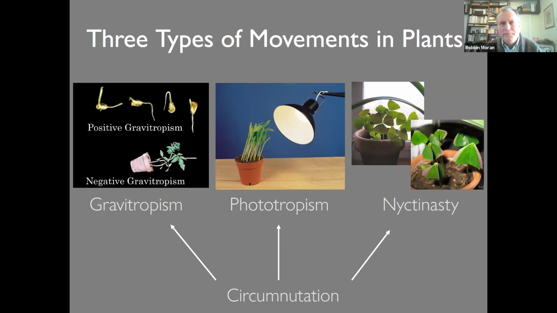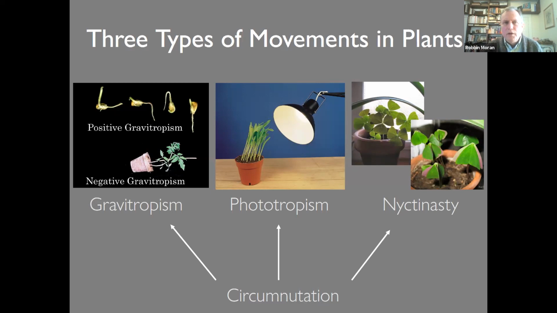And then nyctinasty, which is the sleep movements of plants. That's when the leaflets typically go down. They may go up, but they change their orientation at night. They usually sink down at night, and then they open up the next morning to present more surface area to the sun. Darwin looked at these three different movements in plants, and he said all of them are derived from the same source. They're all derived from the circumnutation movement of plants. Natural selection has taken the circumnutation movement, which is inherent in all species of plants and most all organs of plants, and it has modified that circumnutation movement to create these three different kinds of movements.